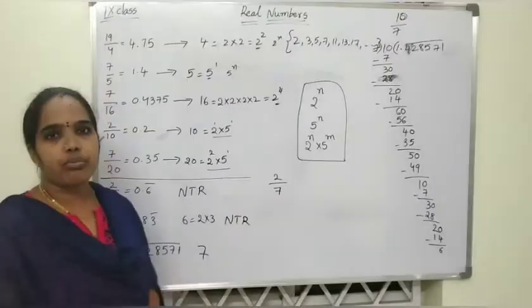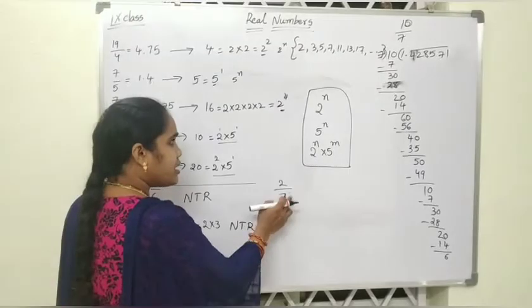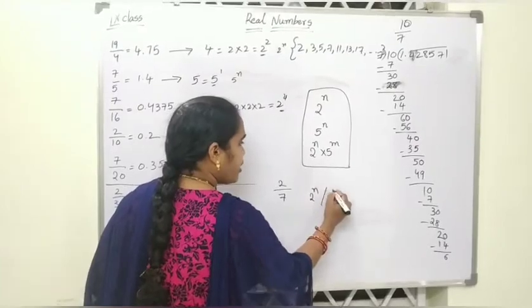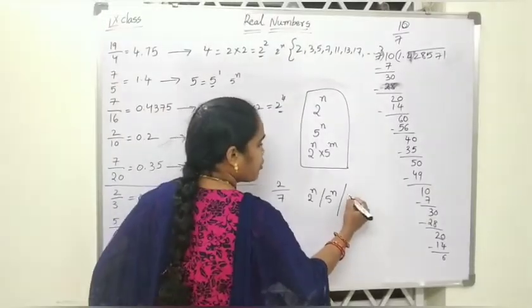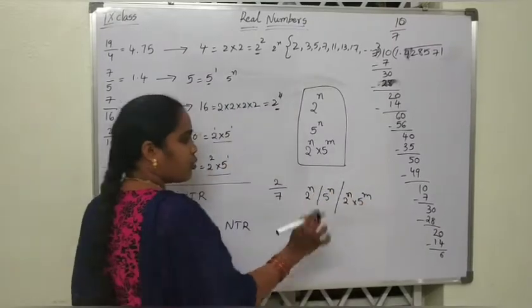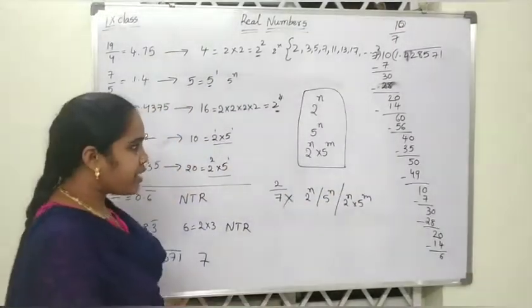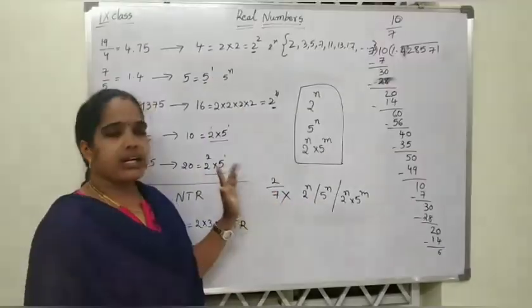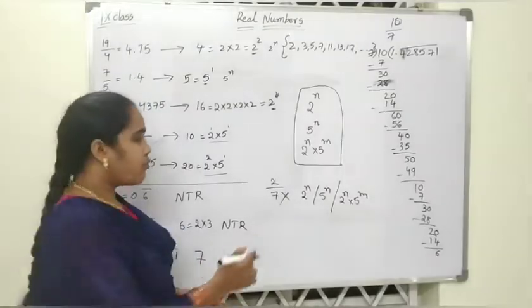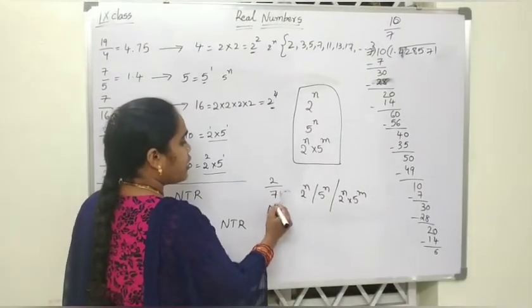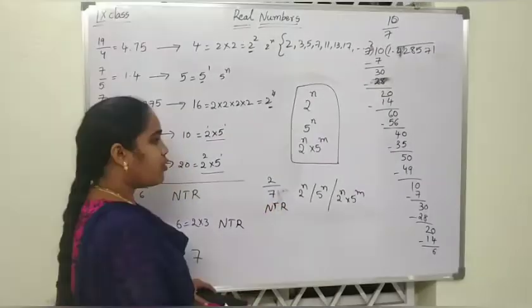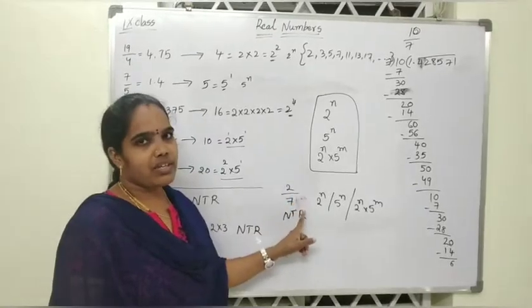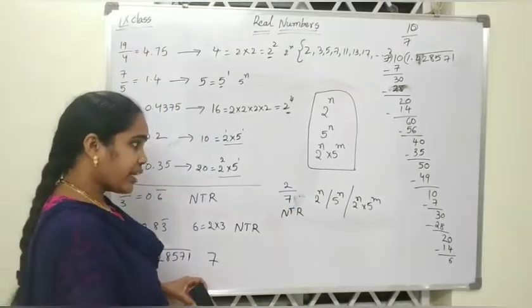So here what is the denominator? 7. Is this 7 in the form of 2 power n? No. Is it in the form of 5 power n? No. Is it in the form of 2 power n into 5 power m? No. So that's why, other than these forms, if you see the denominator, then we can say easily that it is non-terminating recurring decimal. See how easy? Very easy. So 2 by 7 is non-terminating recurring decimal.